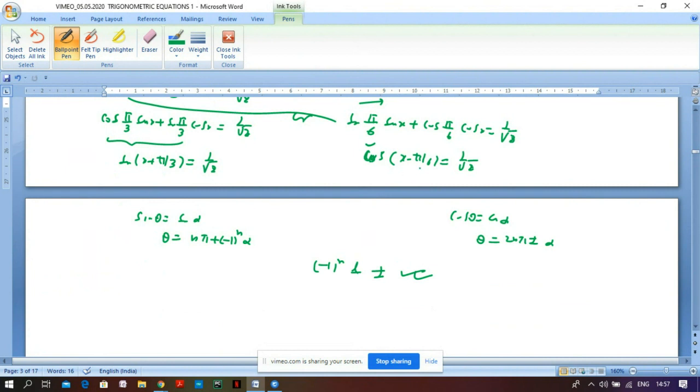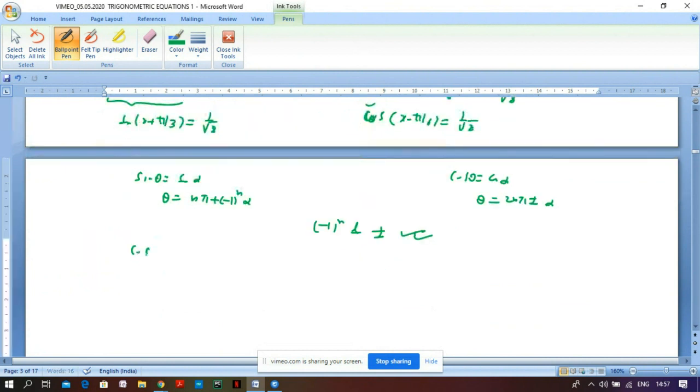So now cos of x minus pi over 6. I will solve in this form. Cos of x minus pi over 6 is 1 over root 2. Now that number 1 over root 2, I will write as cos of pi over 4. And so I can write x minus pi over 6 is 2n pi plus minus pi over 4.